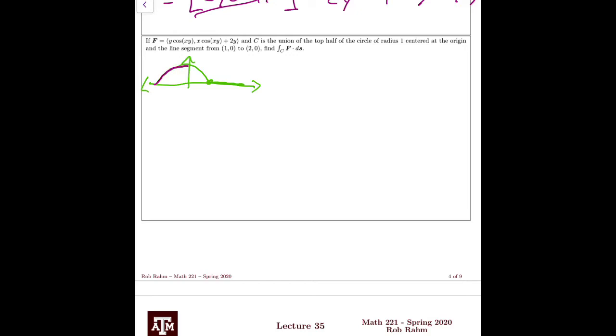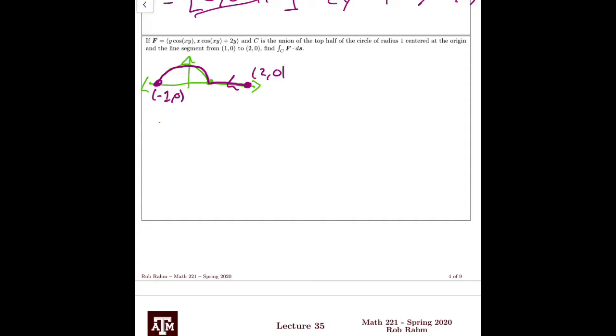I better do this in a different color. Okay, so this is the line segment. So this is (-1, 0), and this is (2, 0). And we are traversing this in what would be the counterclockwise direction. And so what we want to do is try to apply the previous theorem. To do that, we have to figure out, is F the gradient of some function?